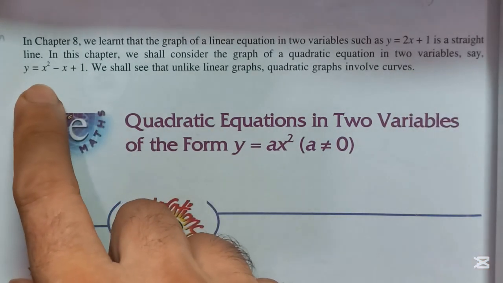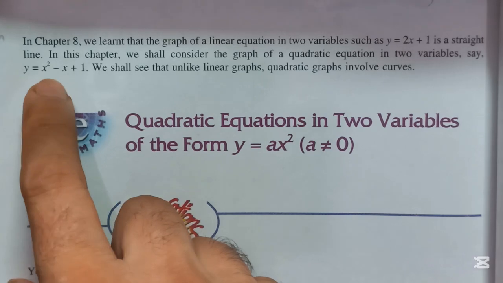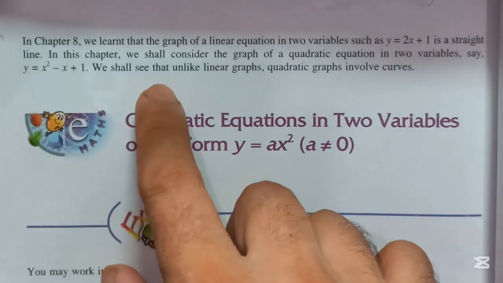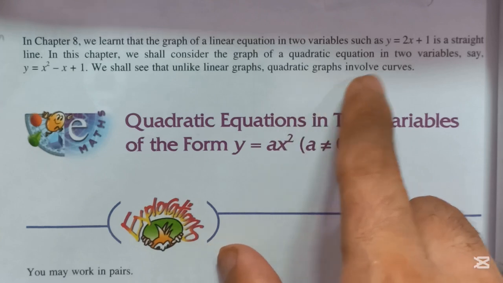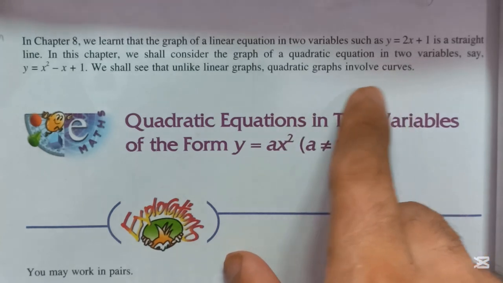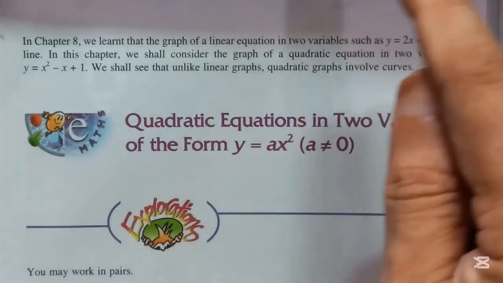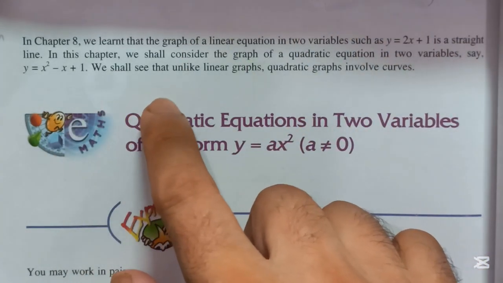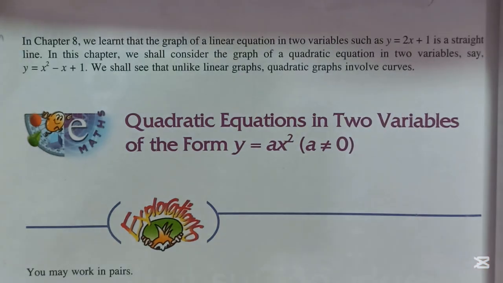Say y is equal to x square minus x plus 1. So you can see here are two variables, x and y. We shall see that unlike linear graphs, quadratic graphs involve curves. So this is the point to remember. The graphs of the linear equations are straight lines, whereas the graphs of the quadratic equation will be curves.